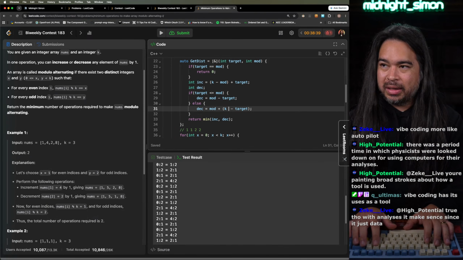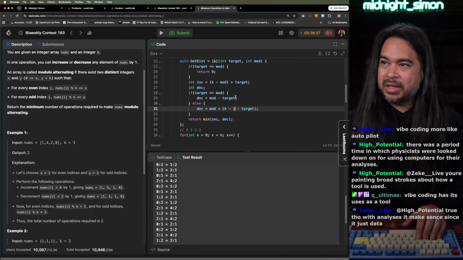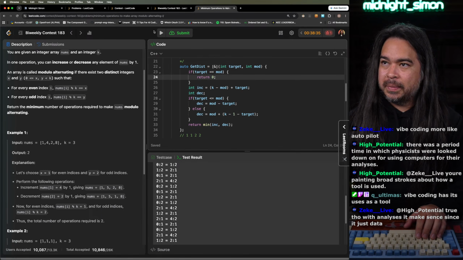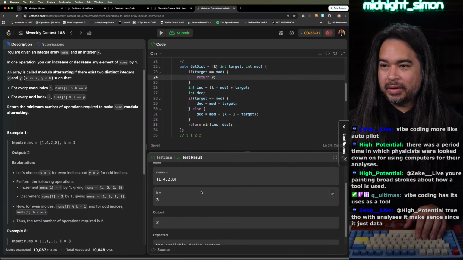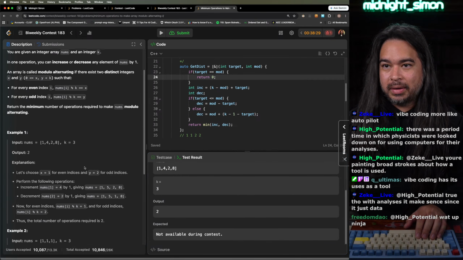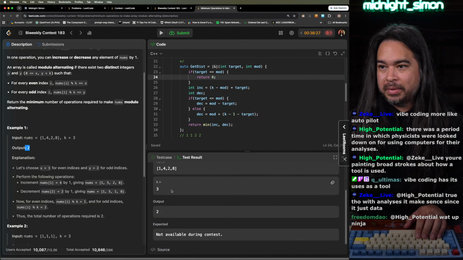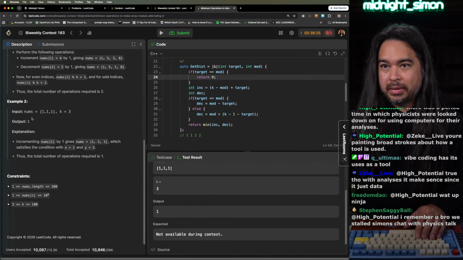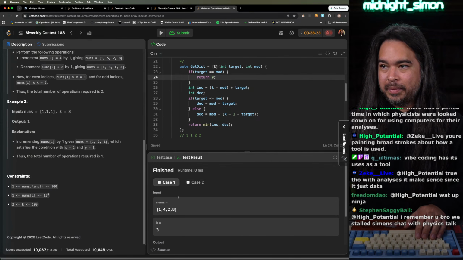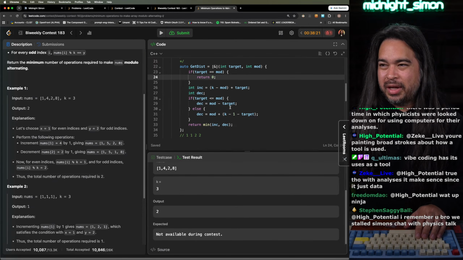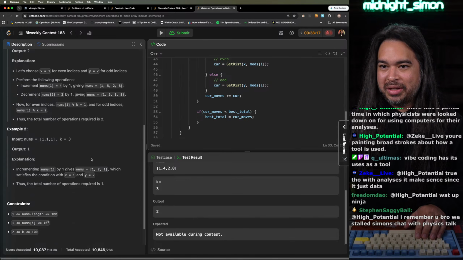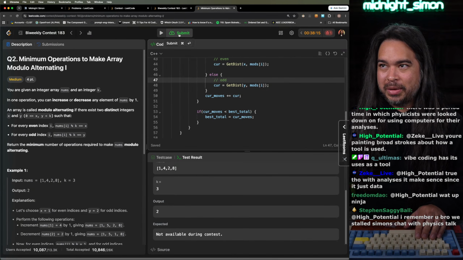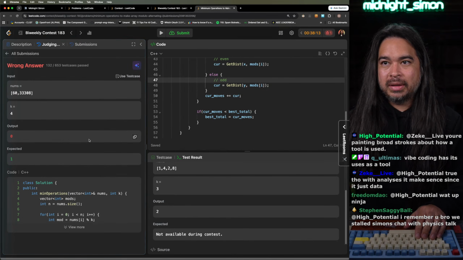Should I be like k minus 1 minus target? I don't know. Is that the answer? 2 and 1. Is that right? Did I fix it? I don't know. I'm not very confident in my solution, but I'm sending it anyways. Come on.